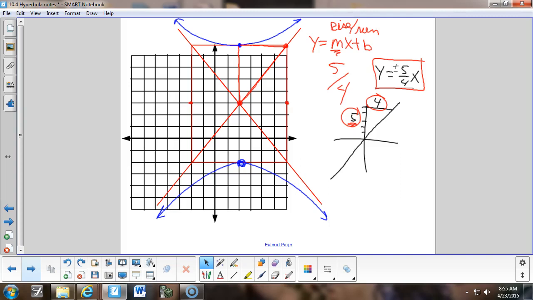So we use the diagonals as reference, and I use these 2 points. Those are the vertices. So I start here, and I have to curve out and hug along that asymptote. I have to start there, curve out, and hug along that asymptote. Likewise on the other branch, start here and hug the asymptote.